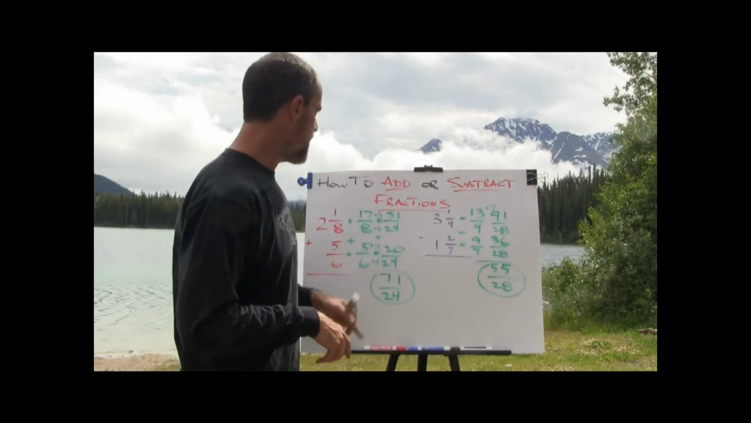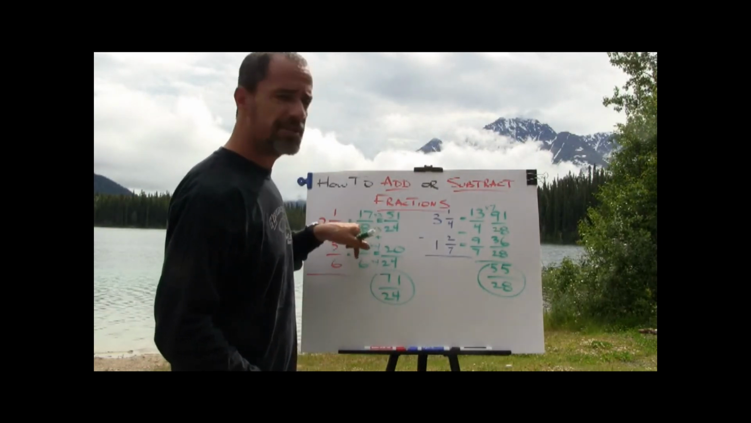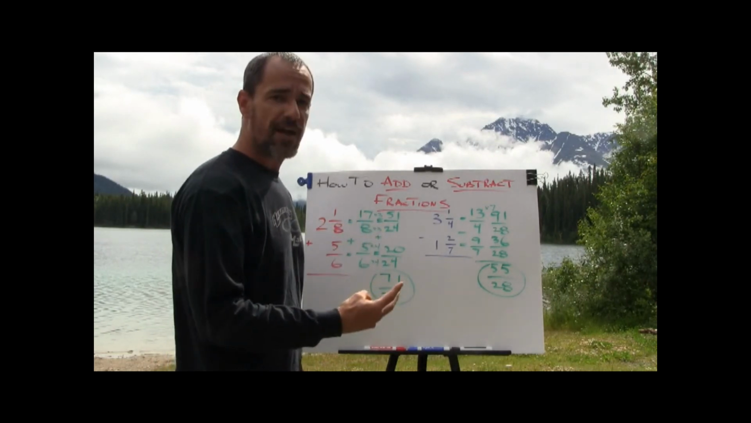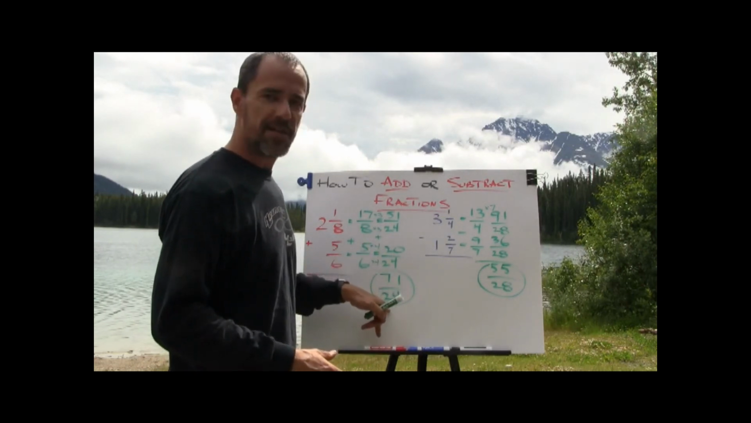So, in conclusion, whenever you need to add or subtract a fraction, first of all, if you have a mixed number, let's change it to an improper fraction. Find a common denominator, convert to new fractions with the common denominator, and then add or subtract like normal. Remember, leave the denominator the same.